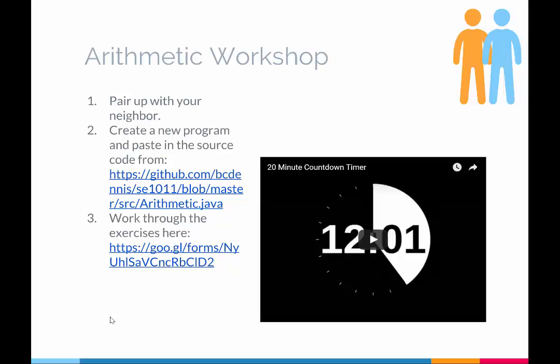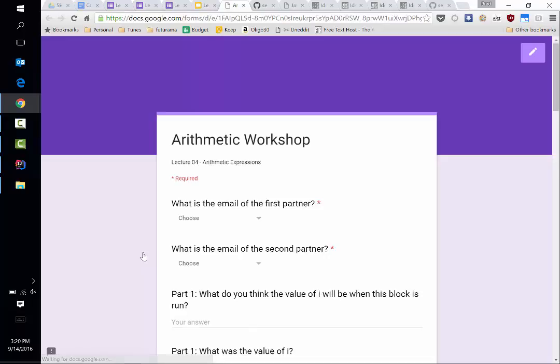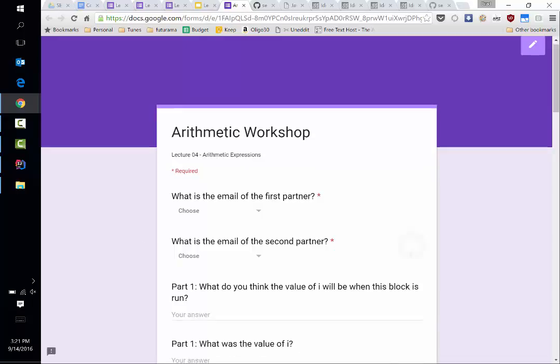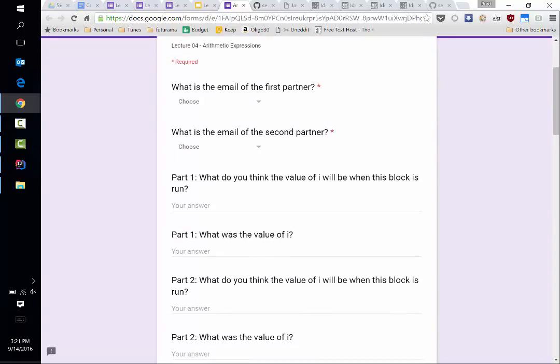You should be familiar with how this goes. I want you to work in pairs. One of you drives the IDE, the other one drives the survey. It's the same model. What do you think it'll do? What does it do? Except for this first step, 1 through 5, all use the same value, so you won't be uncommenting like you did before. And when it asks what you think I would be, it's only the last value of I, not any intermediate values.